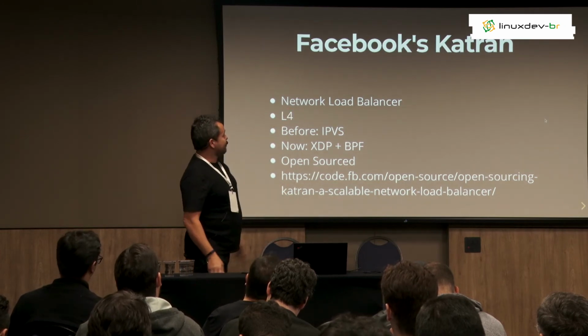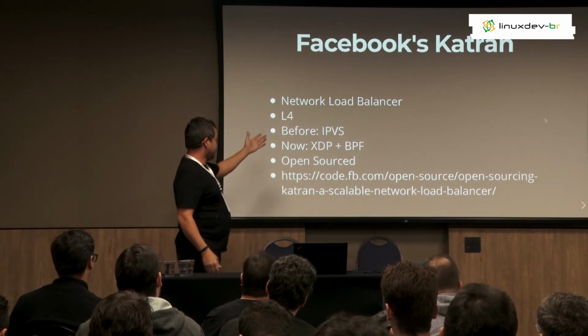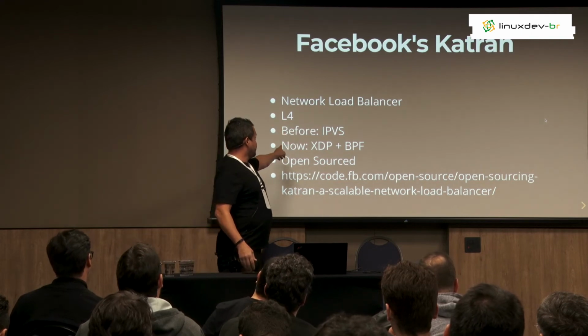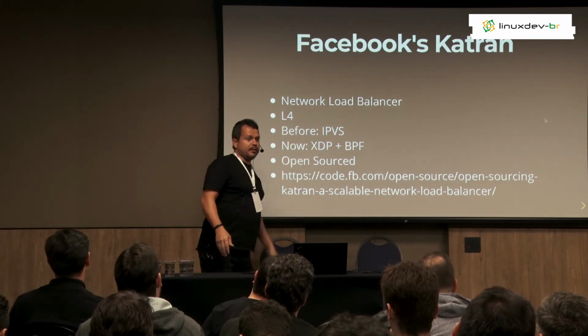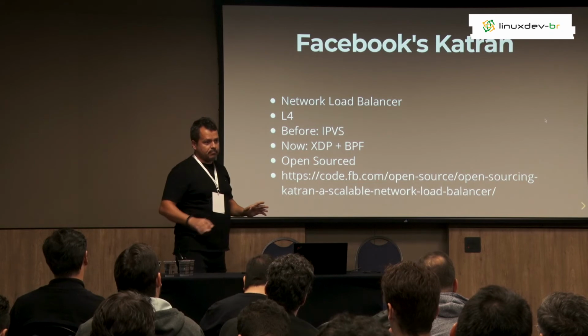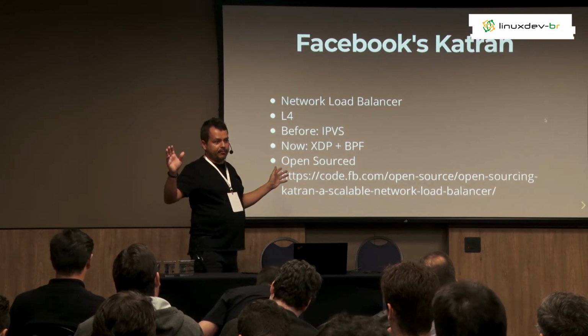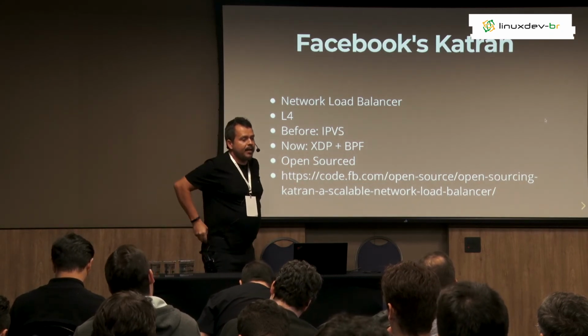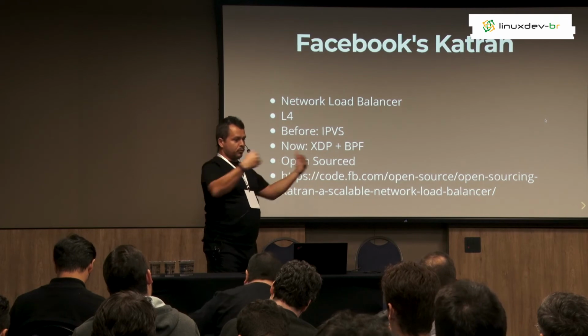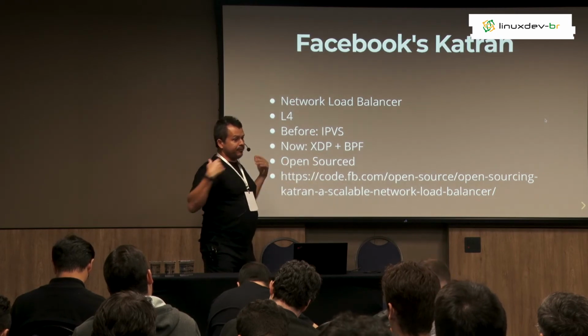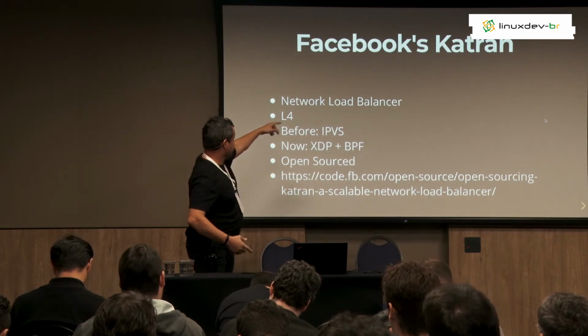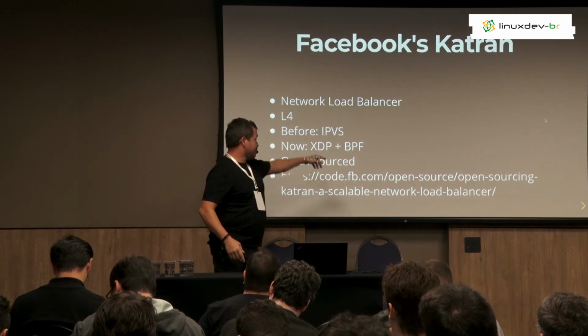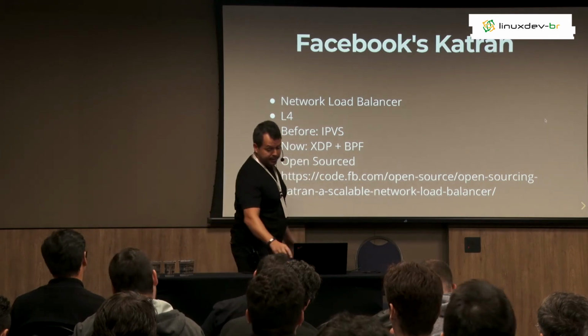Another example is Facebook Katran, which is a load balancer. They were using IP Virtual Server before, and now they use just BPF. So anybody that uses Facebook is using BPF all the time. All things that go to Facebook and get out of Facebook pass through Katran, and Katran is XDP plus BPF. There is a description for it here.